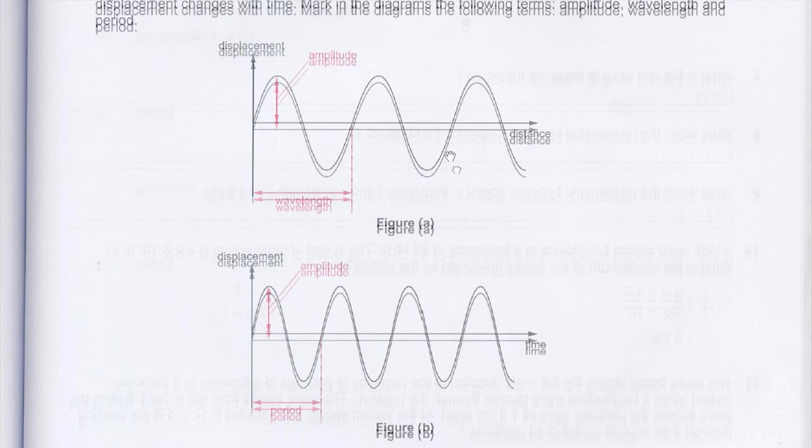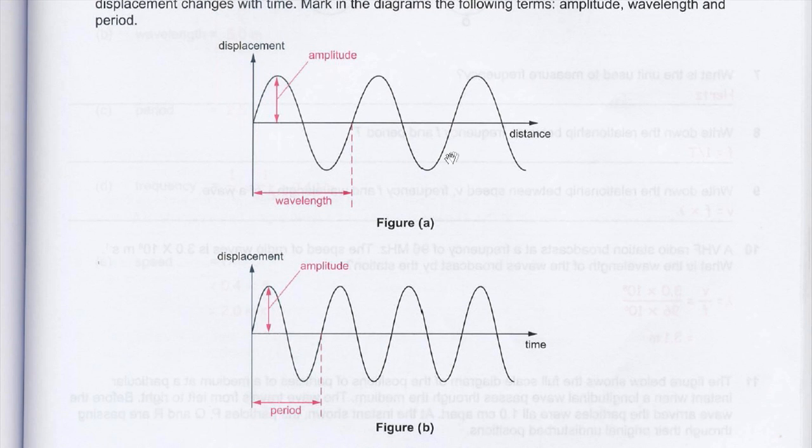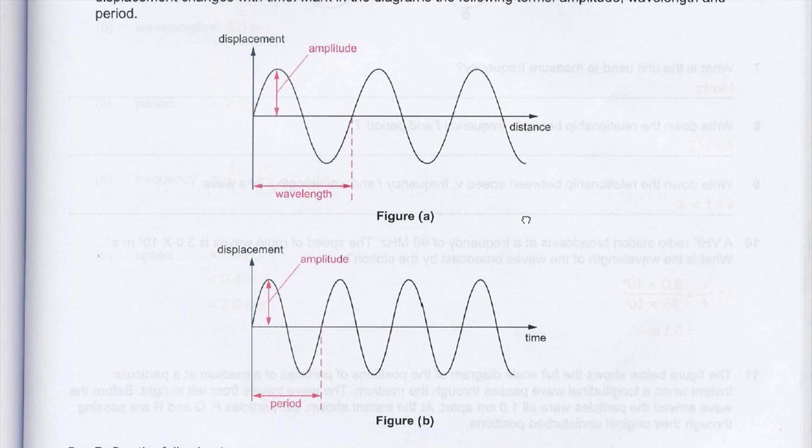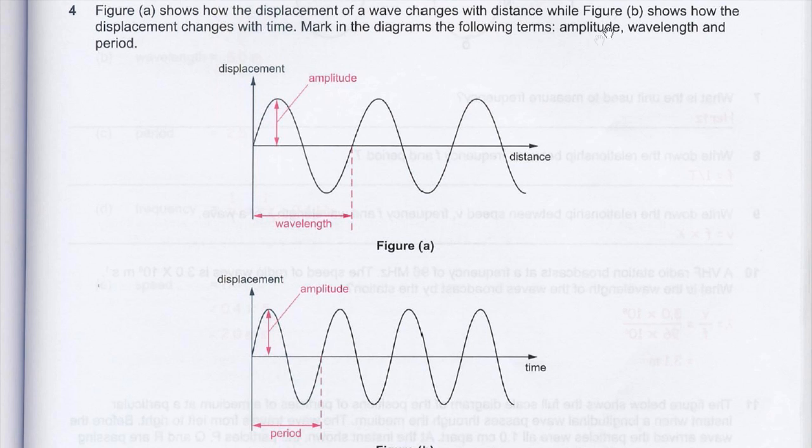So the first graph shows displacement against distance. The second graph is displacement against time. So take note of the labeling of the axis. The first one is displacement against distance, the second one displacement against time. So what are the differences? In the question, they are asking you to find the amplitude, the wavelength, and the period.